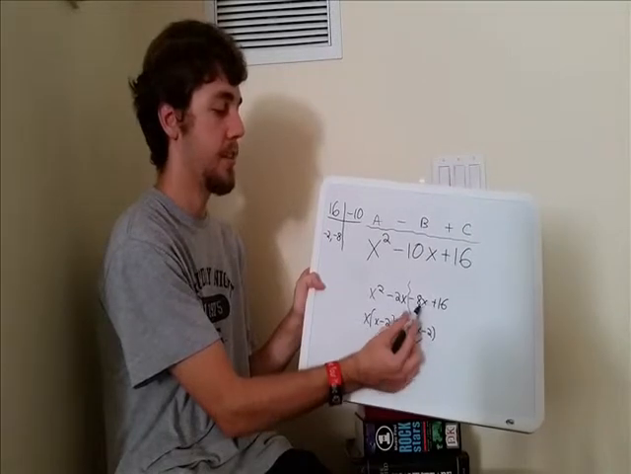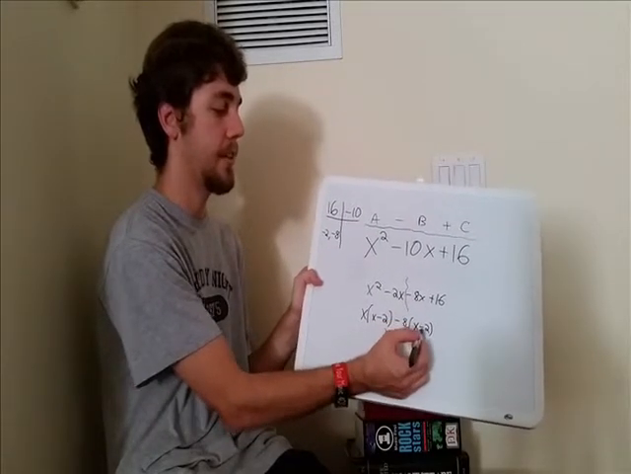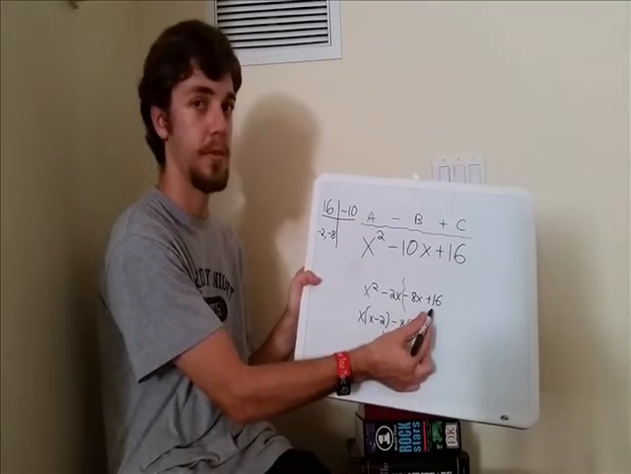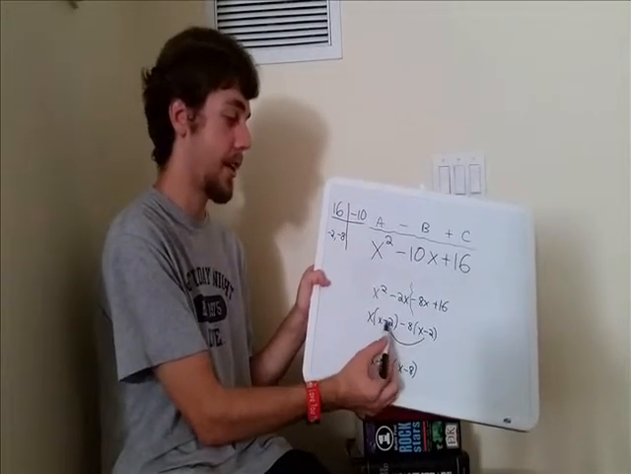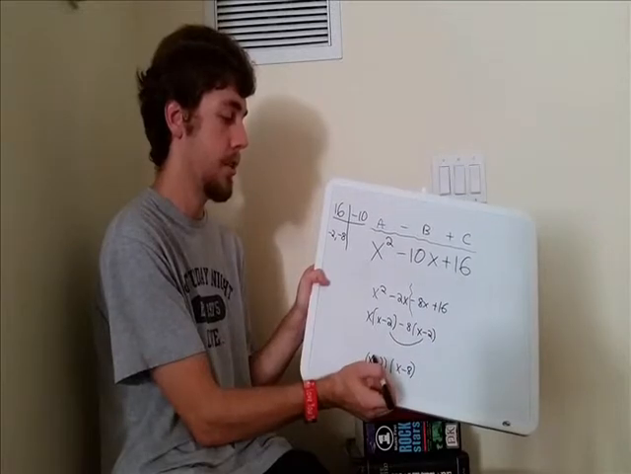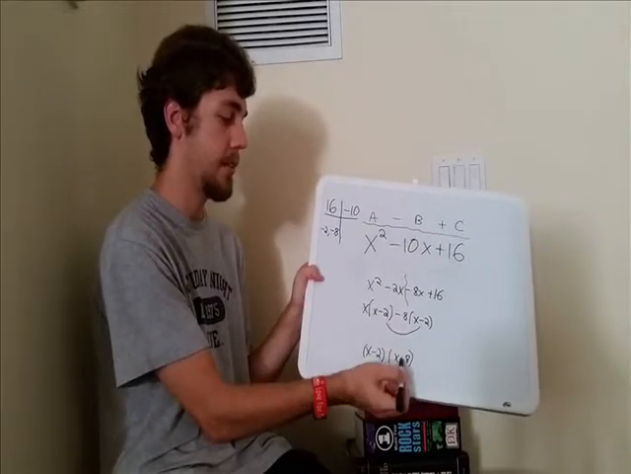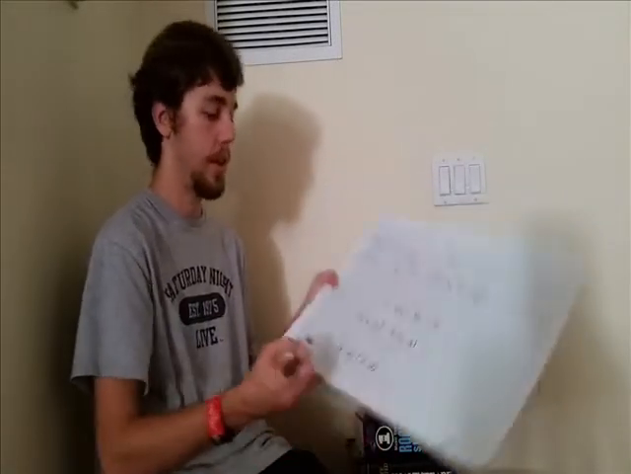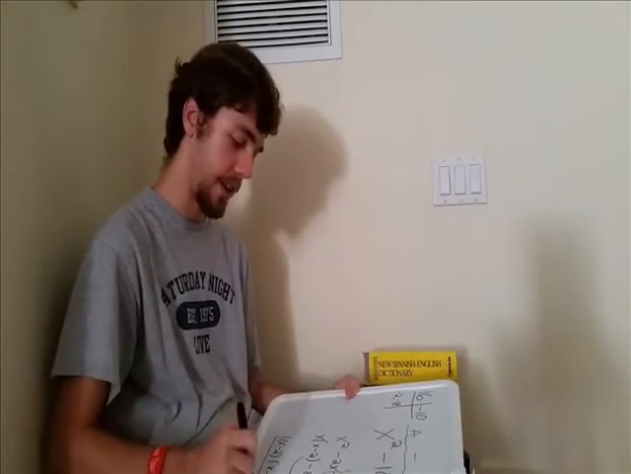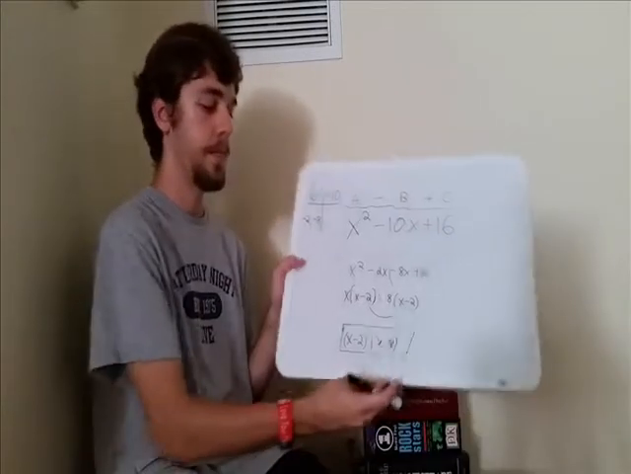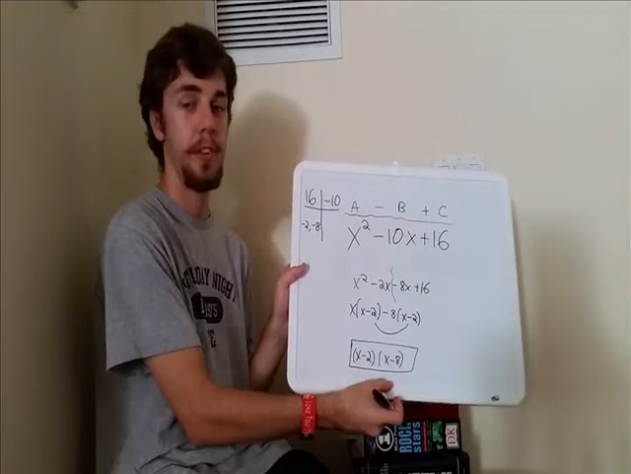Negative 8 times x is negative 8x. Negative 8 times negative 2 is positive 16. The last step is to just write out your two binomials as such. I got it from right here. X minus 2 times x minus 8. And that is your final answer. And that is the basics of factoring.